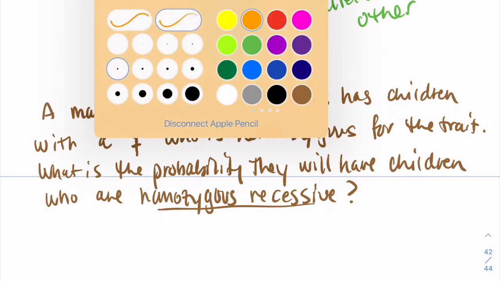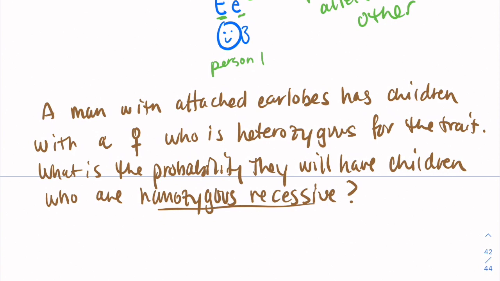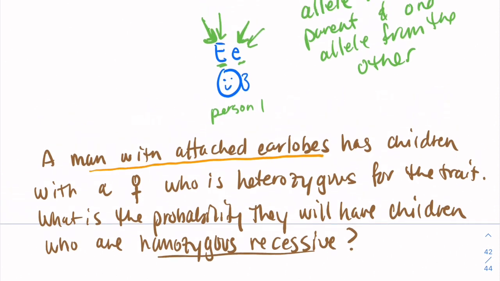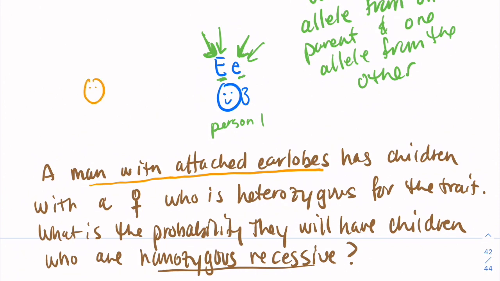Here's one way to approach this. Write down everything you know that we can figure out from each sentence here. So, a man with attached earlobes, what does that tell us? Attached earlobes means we know this guy's gotta be homozygous recessive. So the man is homozygous recessive. But he's having children with a female who is heterozygous. So she is heterozygous for the trait.